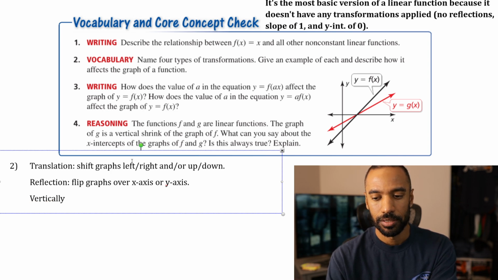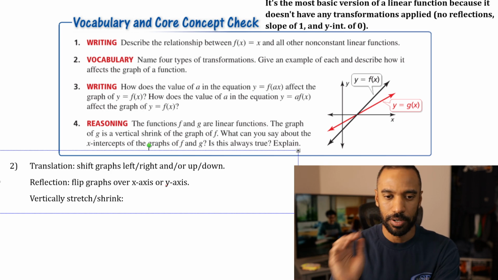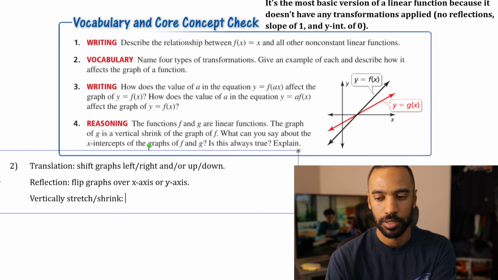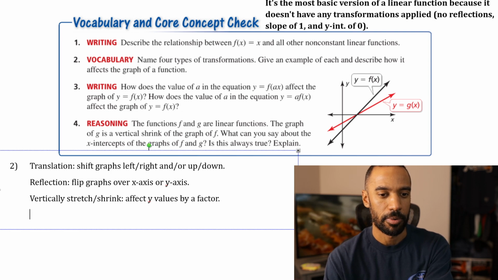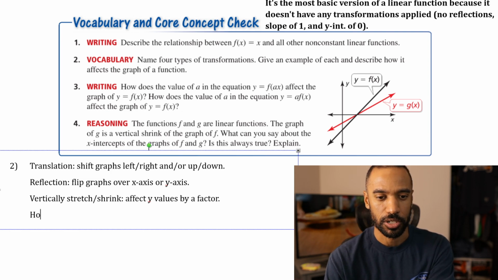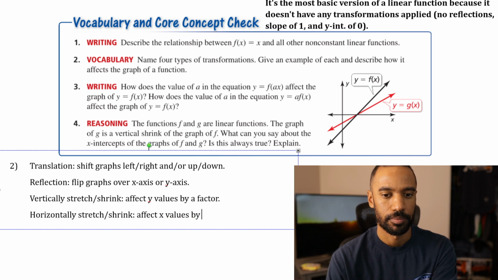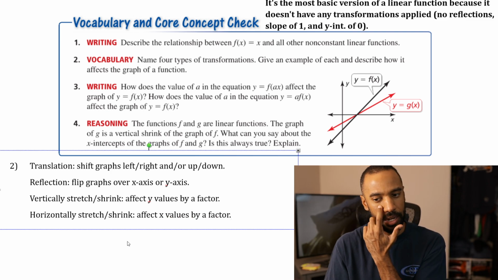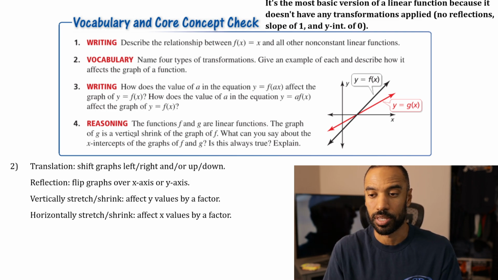We can vertically stretch or shrink, which we still use those words, at least I sometimes use compress, whatever, but affect y values by a factor, which means that they become some number of times larger or smaller, and we can horizontally stretch or shrink, which affects the x values by a factor. Now, it doesn't include the negatives, right? The negatives are what make something reflect. So a negative change on something is not a stretch or shrink. That is a reflection. That's a flip.